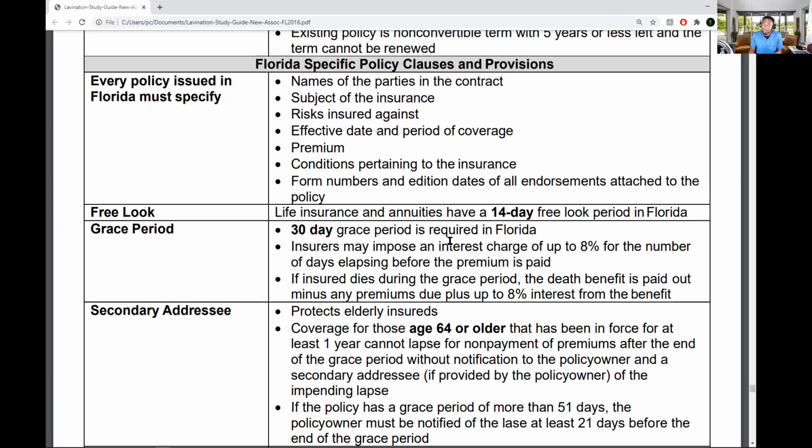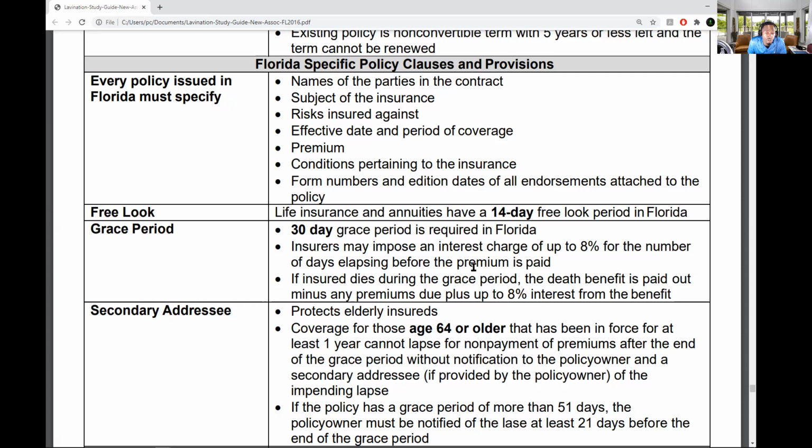So don't say they're not going to pay them. Don't say they're going to refund them the premium. Be careful how you answer that question. Insurers may impose an interest charge up to 8% of the number of days elapsing before the premium is paid. So, what does that mean? So, if you have that policy, and 15 days, you didn't pay for it. So that's when the insurance company can charge you up to 8% interest on those days. It's up to them. Okay? Because you didn't pay them, they can charge you interest. So make sure you know it's 8% during the grace period.